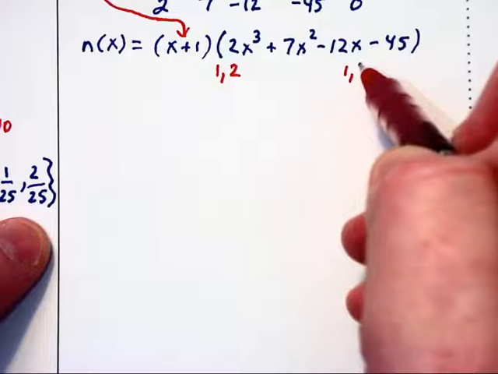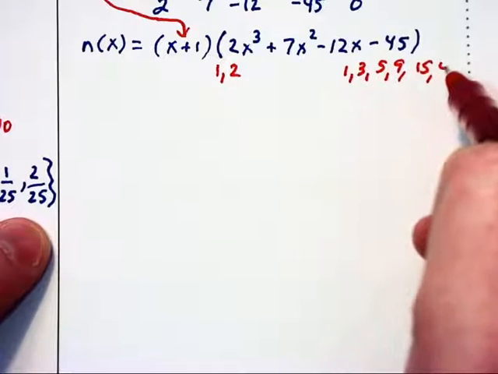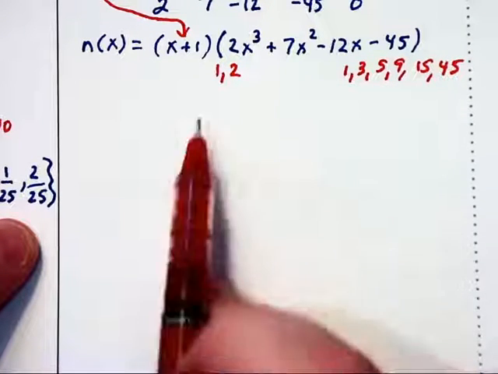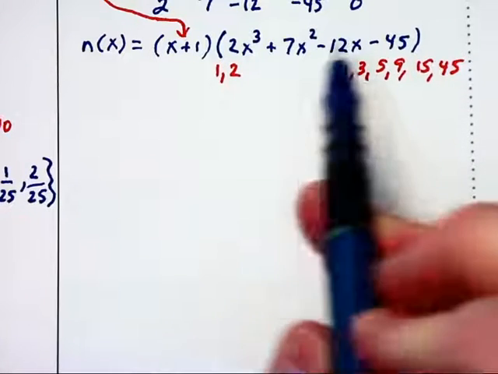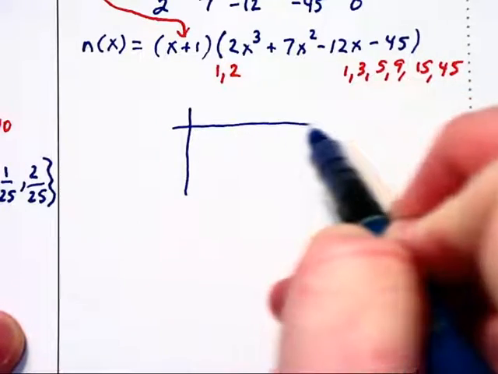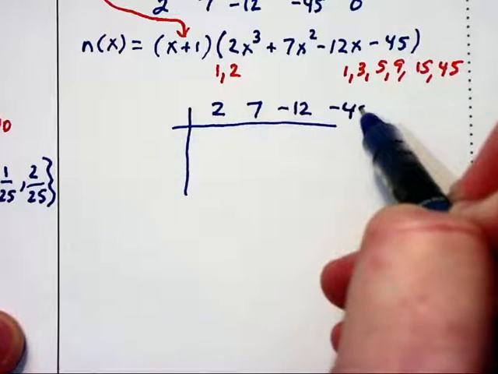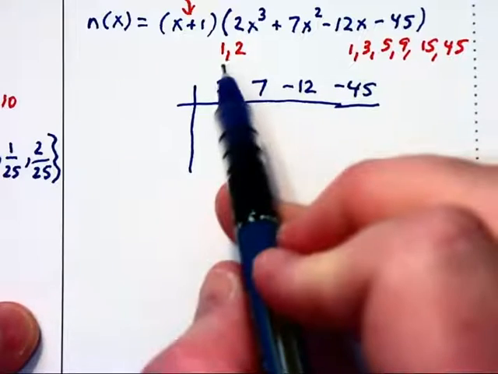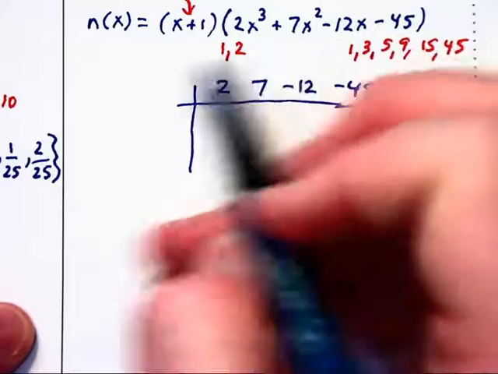We're going to have 1, 3, 5, 9, 15, and 45 as factors of 45 there, and this will help us to generate terms to try when we try to break down this second polynomial. So here we go. 2, 7, negative 12, and negative 45 go up on top, and we know 1 won't work, so let's try 3 over 1. So here we go. 3.